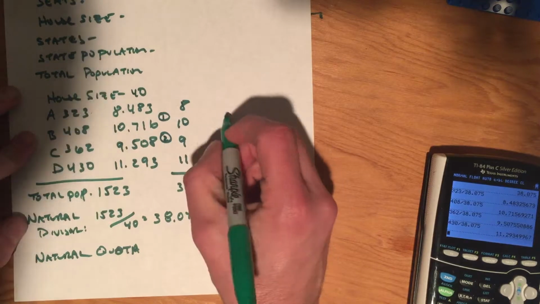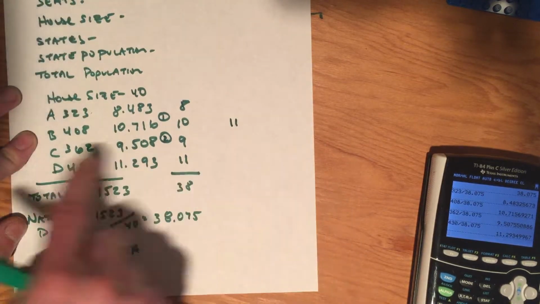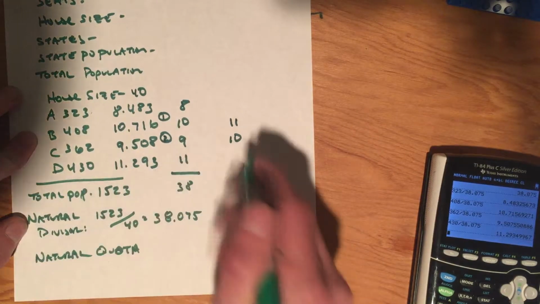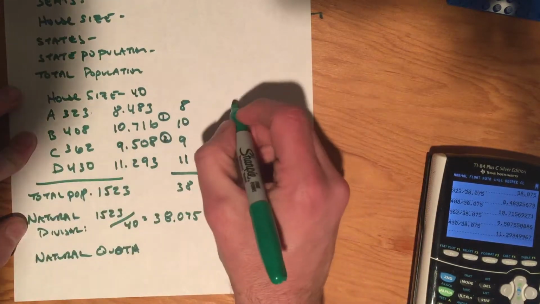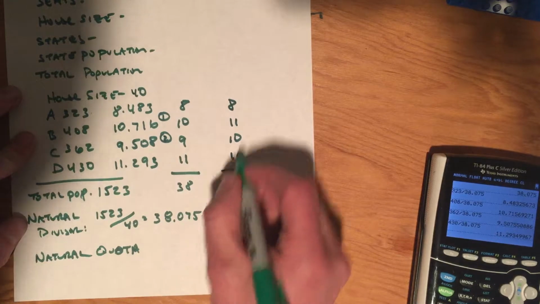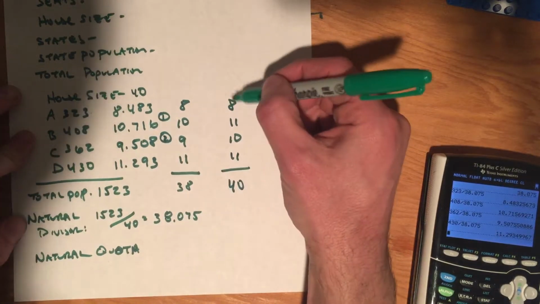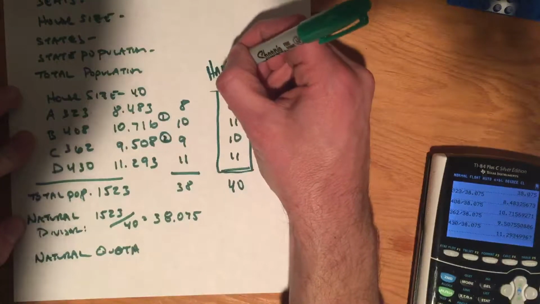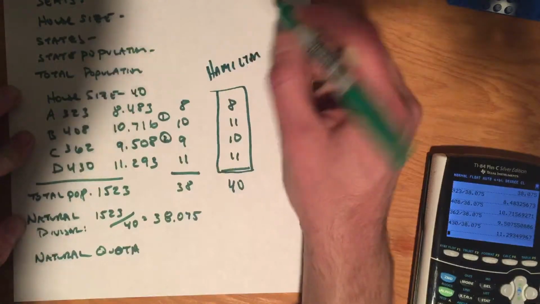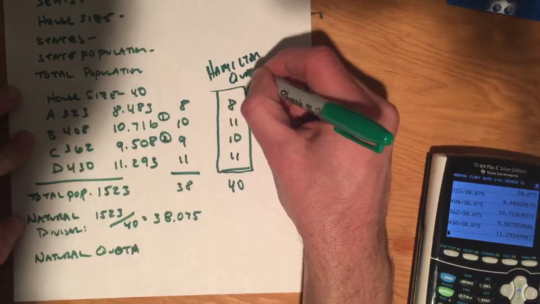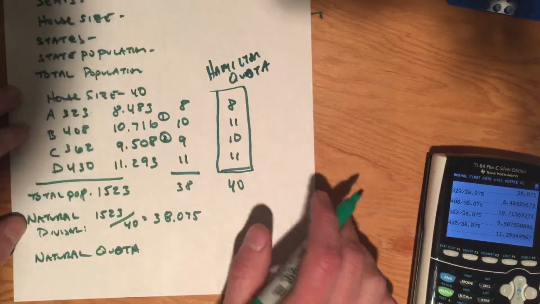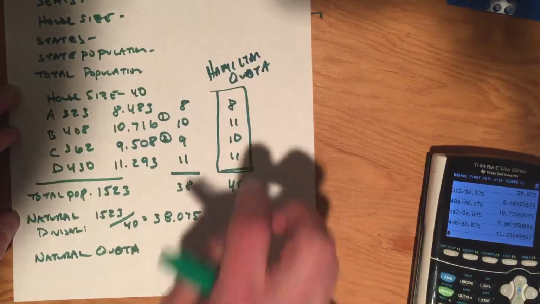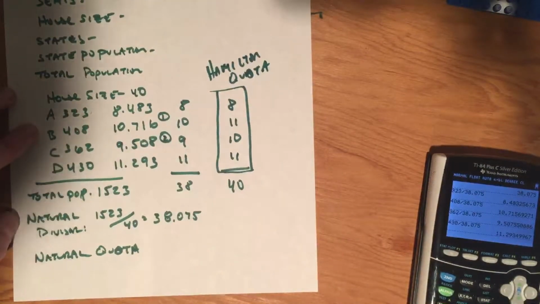So states B and C are going to get the additional seat. That's going to put B up to 11. C is going to get to 10. D stays at 11. A stays at 8. We have a total of 40. And this set is going to be called our Hamilton quota because we use the Hamilton method to find the apportionment. And that's how we would apportion that set of seats.